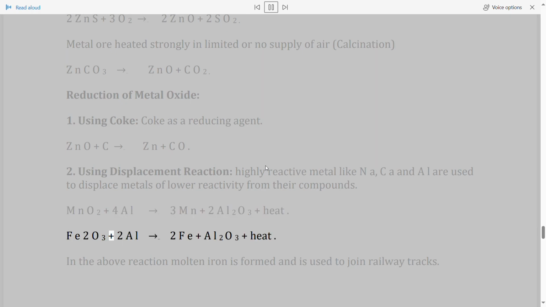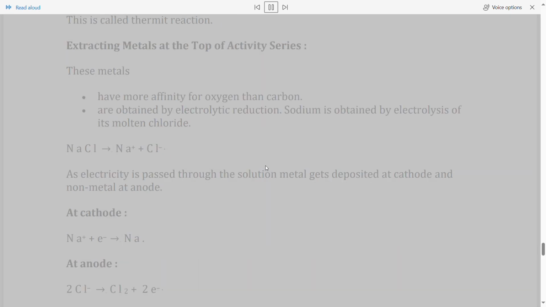Fe2O3 + 2Al gives 2Fe + Al2O3 + heat. In the above reaction, molten iron is formed and is used to join railway tracks. This is called the thermite reaction.